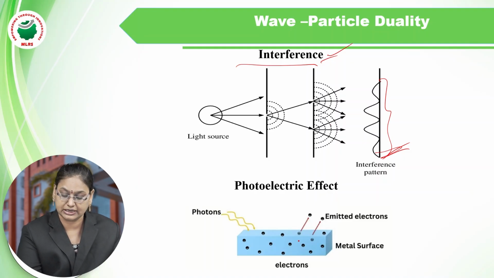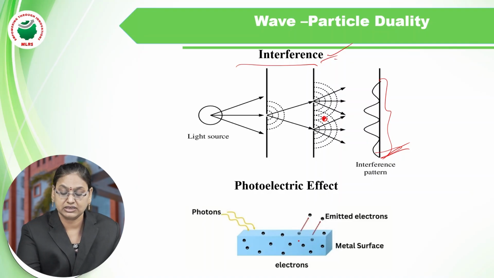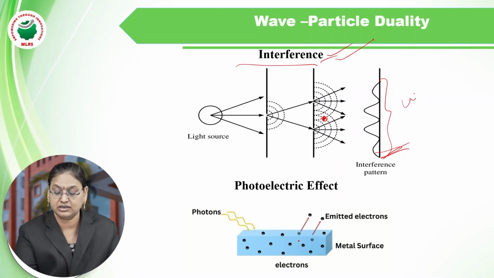For example, if you take any point here, we can see 2 waves existing at the same position as well as at the same time. Therefore, we can say that in interference phenomena, radiation is having wave nature.